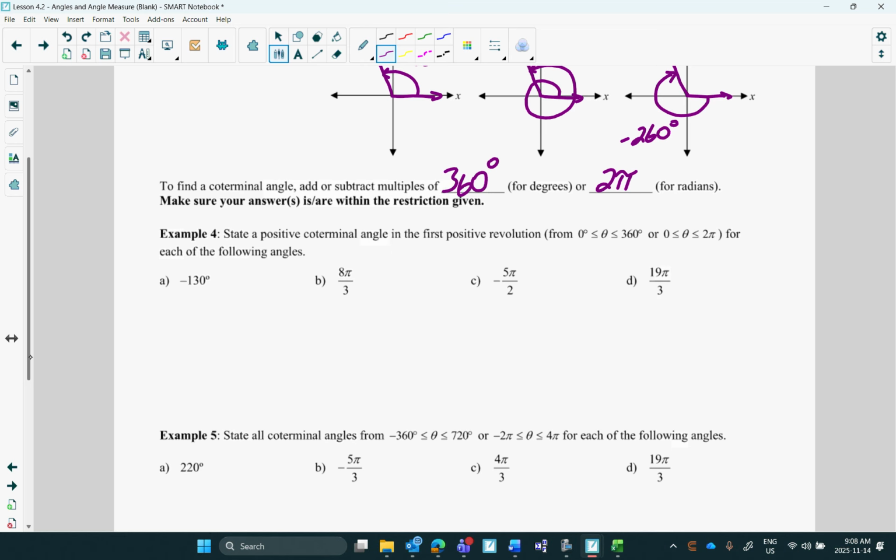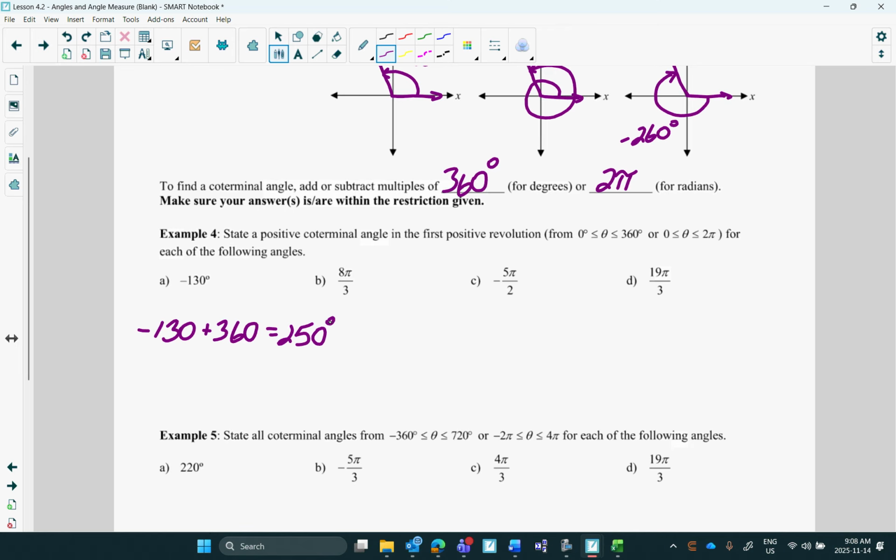So I start out with a negative angle. Remember, you can add 360 or subtract 360. Should I add or subtract to get in this interval? I need something positive. I have to add. So negative 130 plus 360 gives me 250 degrees. Is that right?